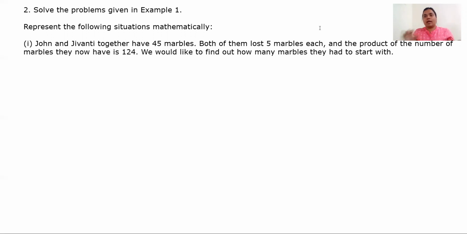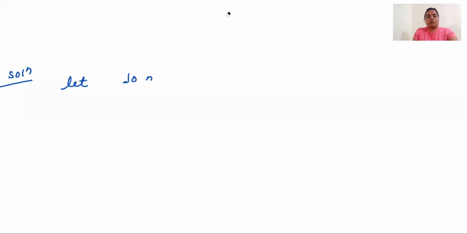Means 5 from John and 5 from Jivanti. And the product of the number of marbles they have now is 124. Means after subtracting 5 from each, when we multiply both the numbers of marbles, we will get 124. We would like to find out how many marbles we had to start with. So we have to find the earlier one. So in the solution, let John have X number of marbles.